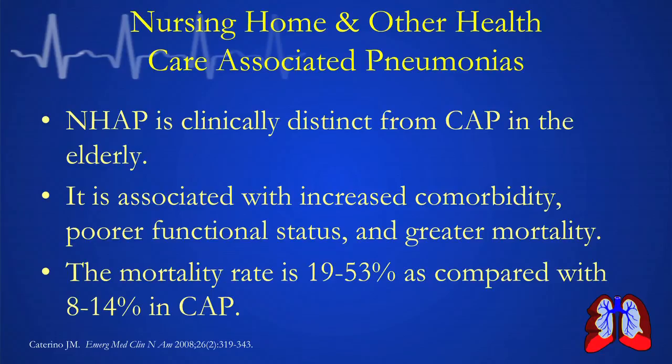Healthcare, nursing home acquired pneumonia. It's associated with increased comorbidity, poorer functional status, and greater mortality. The mortality rate's 19 to 53% as compared with 8 to 14%. Those numbers are a broad range because it depends on the different articles that you read, but just driving home the point that it's more serious.